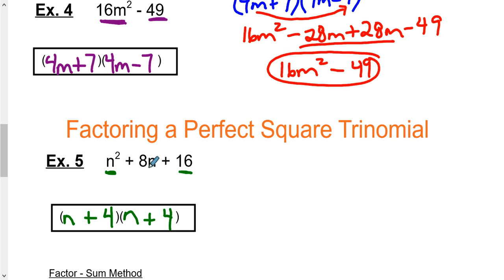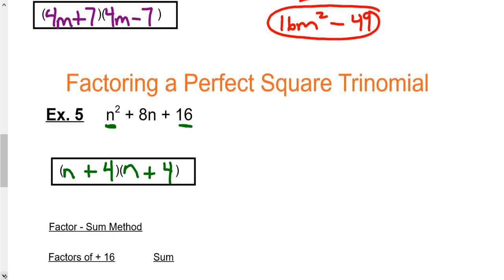Because see, now you got a middle term. And if you got a middle term, that means both of these numbers got to be the same sign. That's the only way you can get a middle term. When they're different signs and they're kind of like the same terms, then that's when you get something eliminated.